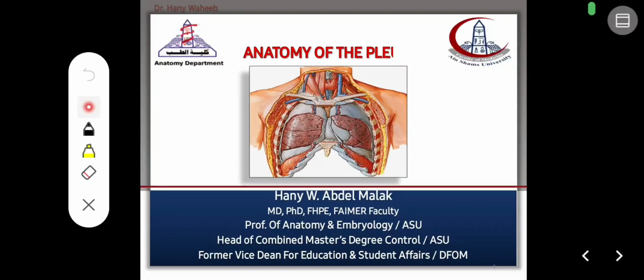The title of this lecture is Anatomy of the Pleura. Here, the pleura, the sac around the lung.